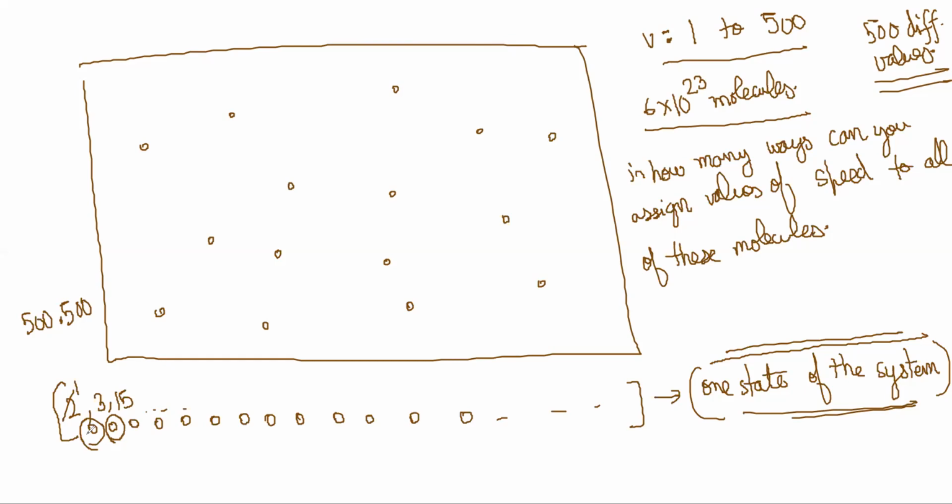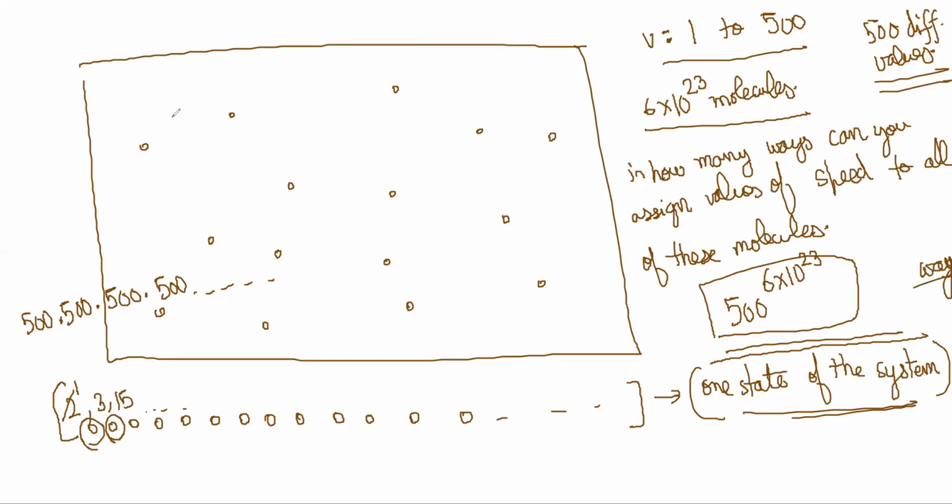So you have to keep multiplying 500 choices for each molecule, no? So basically the number of ways the system can exist is 500 to the power 6 into 10 to the power 23. This is the number of ways in which the system can exist, correct?